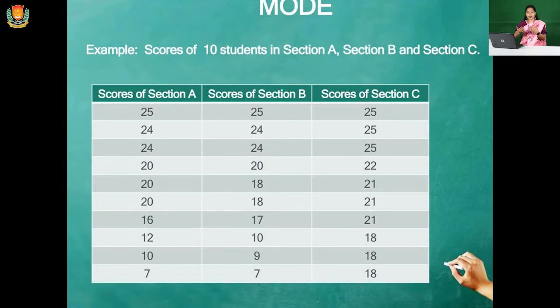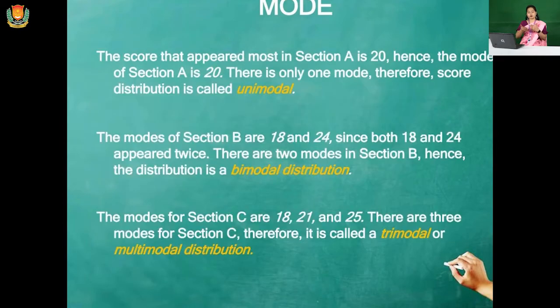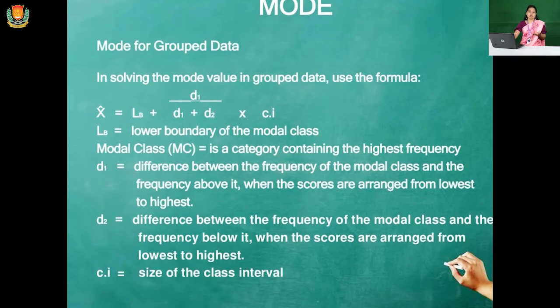Now what I can see is that 24 repeats 2 times, whereas 20 repeats 3 times. That means for section A, the mode will be 20. For section B, I have the values where 18 and 24 both repeat 2 times. That is the case of bimodal. The third is the scores of section C, where 25 occurs 1 time, then 21, then 18. That means it is trimodal, or multimodal basically.